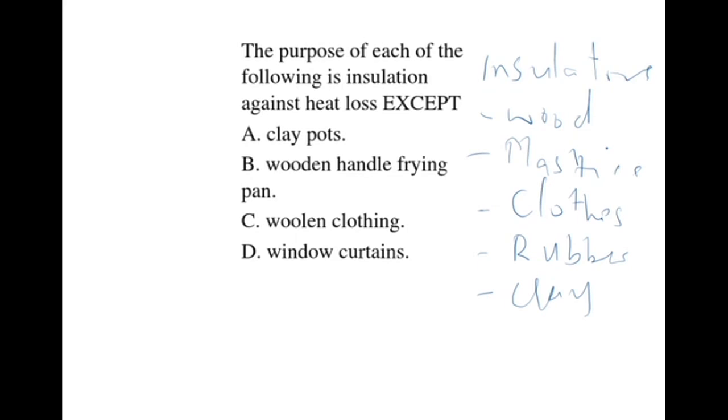Mostly they are used in making handles of cooking utensils. Others like cloths are used to reduce loss of heat from the body. Therefore, looking at clay pots, they prevent heat from radiating away. Hence, they are able to conserve heat. Wooden handle is used to prevent one from getting burnt in case one is cooking using good conductors of heat. Woolen clothing is used to preserve body heat from escaping during cold seasons. Window curtains are just there to catch light from a room, but not heat. So the correct answer there is window curtains.